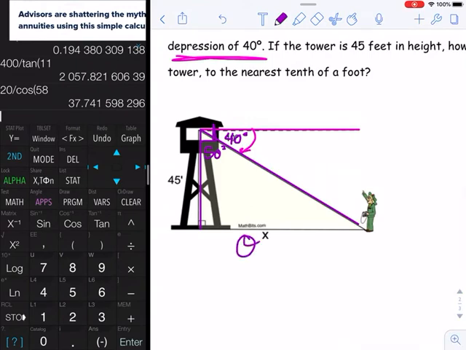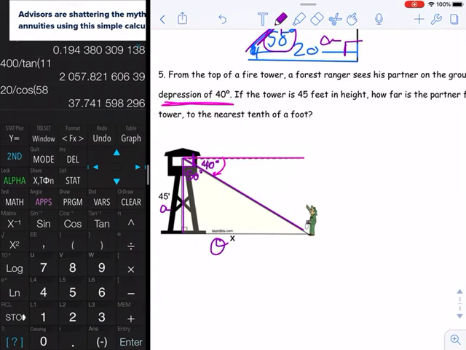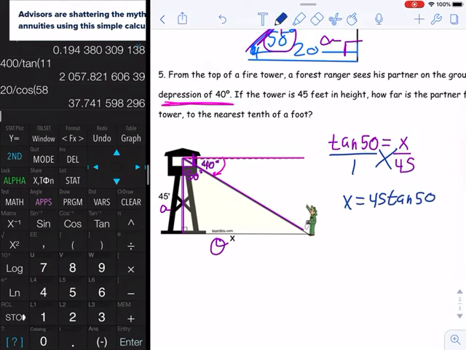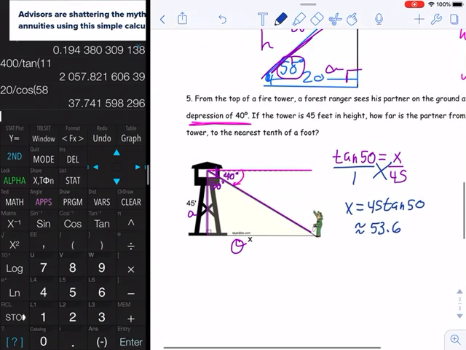Alright. So then with respects to 50, we have the opposite side, we have the adjacent side. So I'm going to be using tangent. So tan 50, opposite is x, adjacent's 45, and then it just becomes a classical problem that we saw from here. X equals 45 tan 50, which is about 53.6. Cool beans. Alright, we'll finish these notes in the last video.